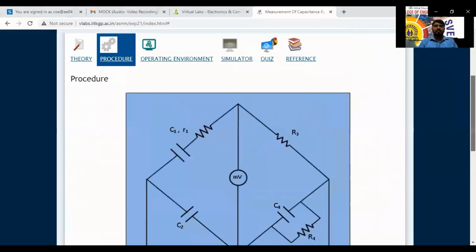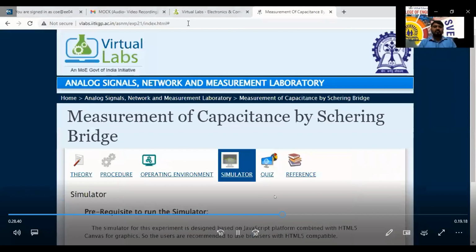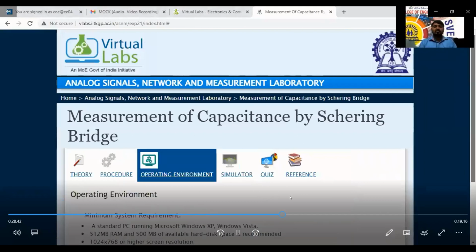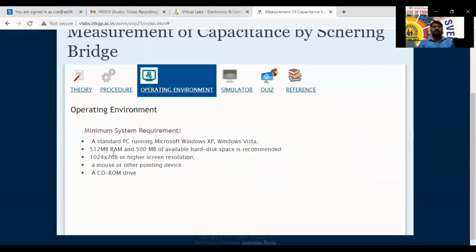So this one will open the practical directly. We'll go for the simulator. Before that, what should the operating environment be? A standard computer is required. That computer should have minimum 512 MB RAM and 500 MB of available hard disk space. A 1024 by 768 or higher screen resolution should be there. A mouse or other pointing device and a CD-ROM drive are required. They have mentioned that. This is the system requirement to run this simulator.